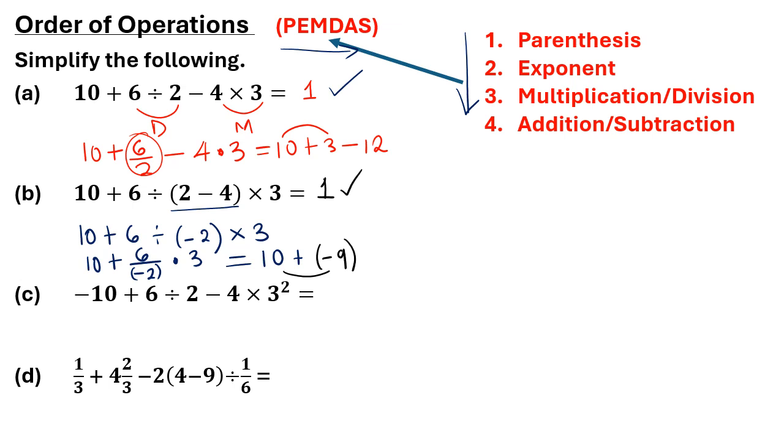The next problem says -10 plus 6 divided by 2 minus 4 times 3 to the second power. All right, so following the order of operations, we're going to begin from the exponent, okay? So 3 to the second power is 3 times 3, and that gives us 9. All right, so we're going to write 9, and then we just do it backwards.